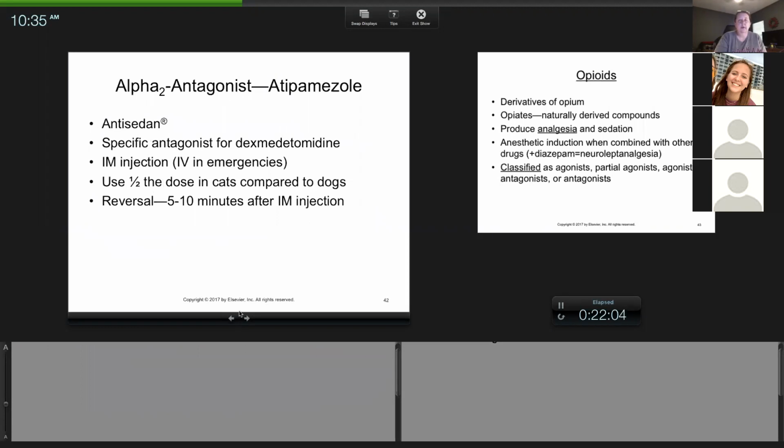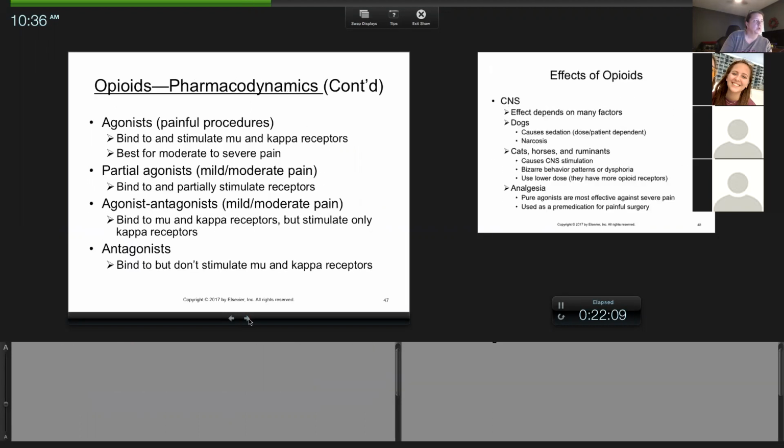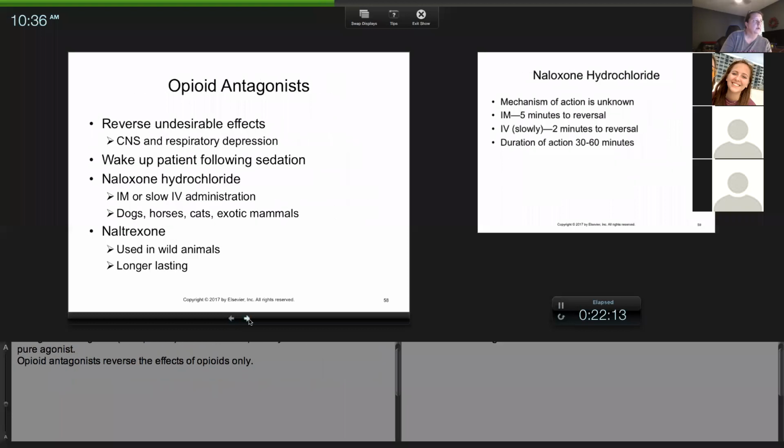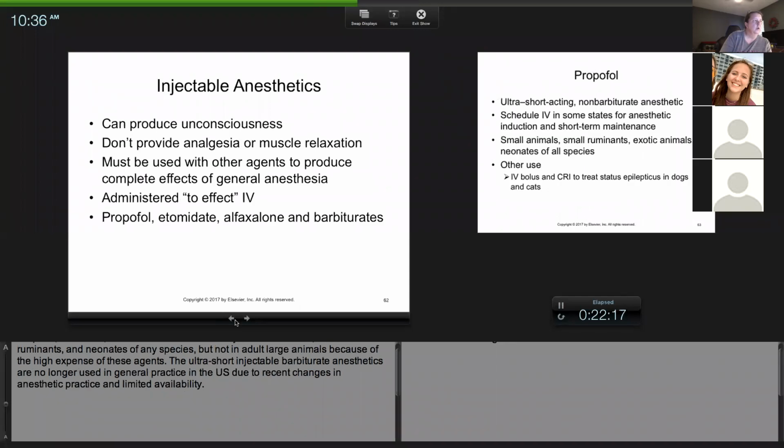Are there any questions about the opioids? The rest of this handout is what we're going to do next, past slide 61. Starting at slide 62 is what we're going to go over for the next section. So this test is only covering the pre-anesthetics.